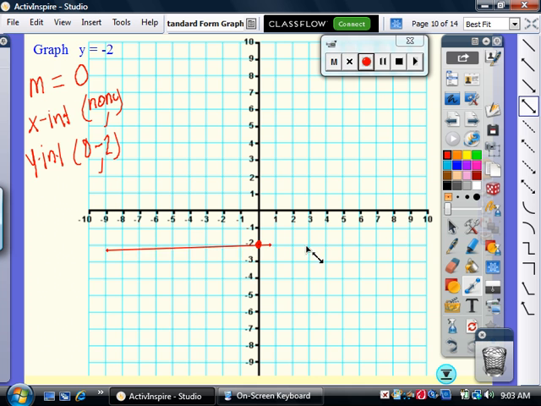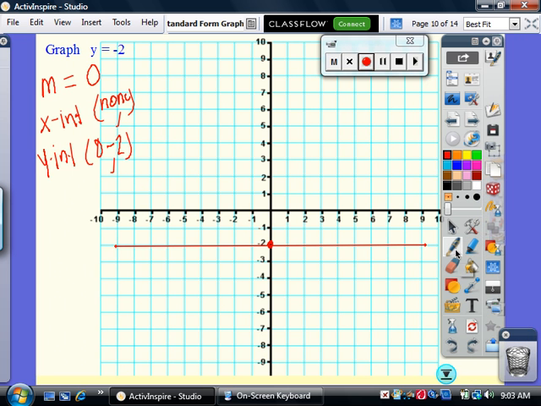So this one's horizontal. I like my ruler the best.